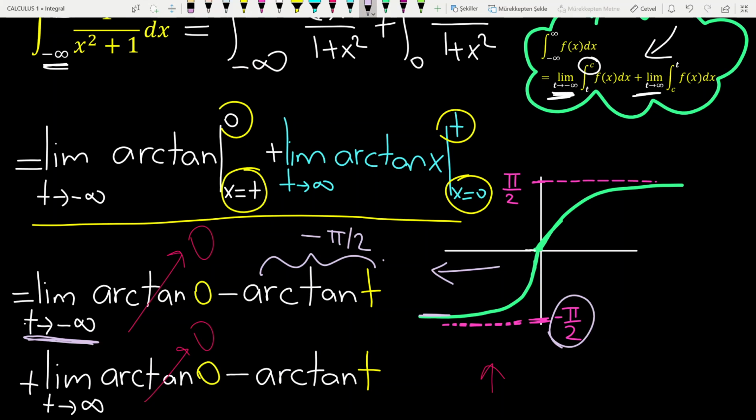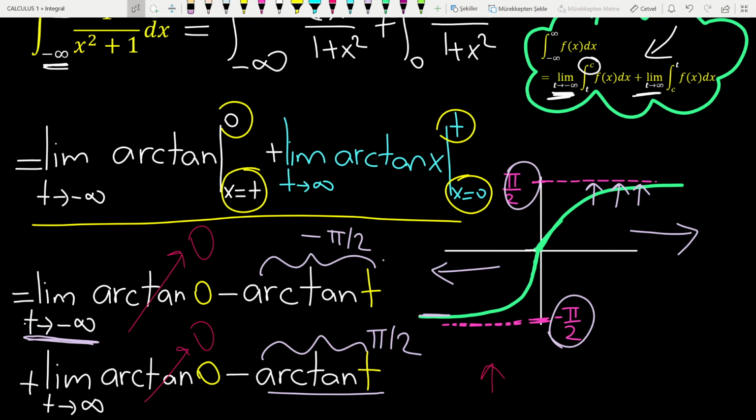Okay, look at the second limit. When t tends to infinity, what about arctangent t? When x tends to infinity, the function approaches the point pi over 2. So you have pi over 2 here also. I am sorry, the sign of this expression will be minus, not plus. This is minus and this is plus. Okay, I made a mistake. So you have pi over 2 plus pi over 2, which is pi.